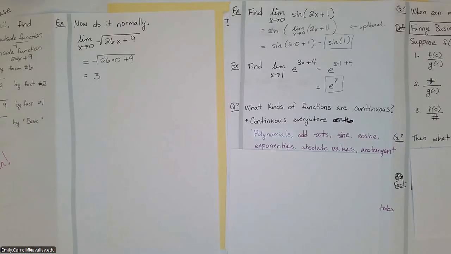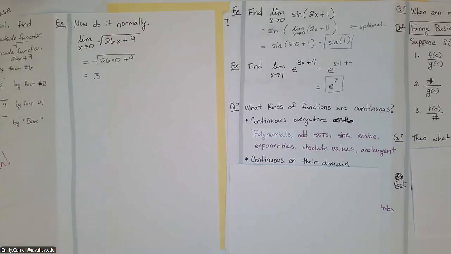That's going to be your polynomials, any odd root function like a cube root or a fifth root. Sine and cosine are continuous everywhere. Exponentials, absolute values. Arctangent is actually continuous everywhere. Arctangent is actually one of my favorite functions. Not really sure why. Okay, those functions can take in any x you could possibly imagine. So those are continuous everywhere.